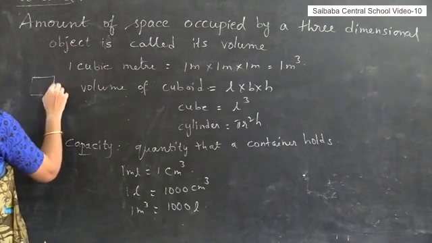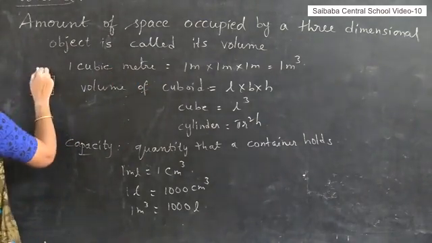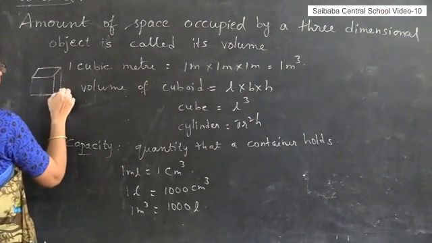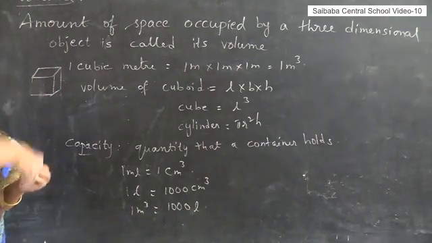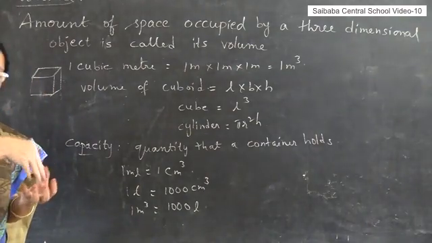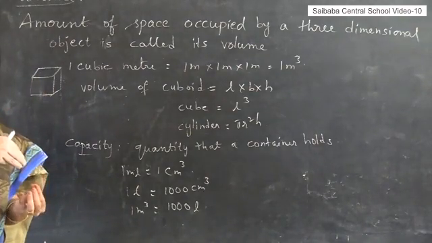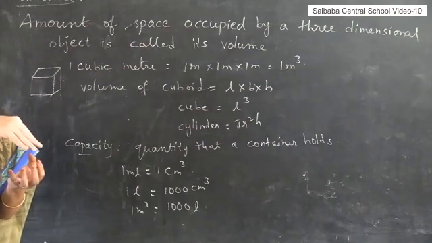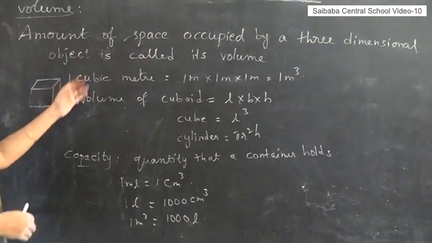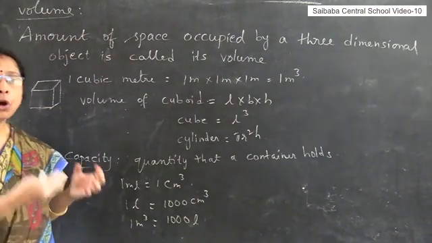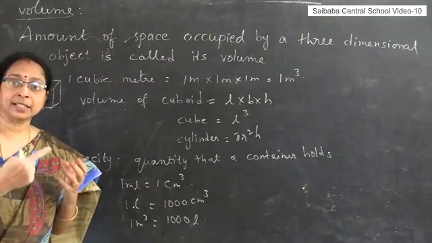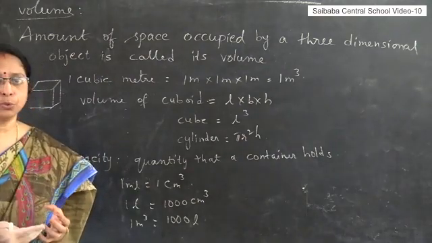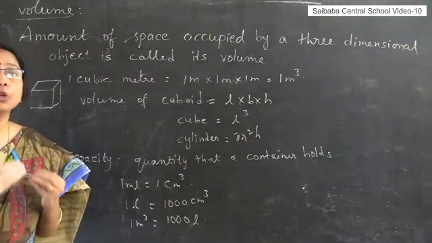I told you lateral surface area, curved surface area or total surface area includes the outside part. But volume is the amount of space inside a three-dimensional shape, maybe a cube or cuboid or cylinder. How much space inside, that is called the volume. So, volume always has cubic units. We know that area has square units, like that volume has cubic units.